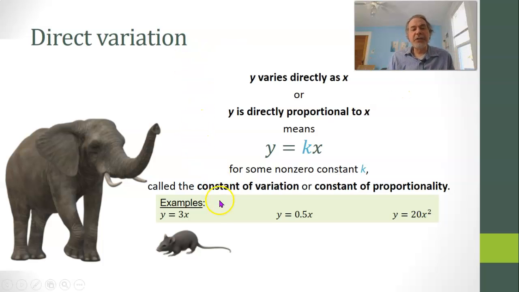So equations like this would include, for example, y equals 3x, or y equals 0.5x, or it's possible for y to be proportional to not just x, but maybe x squared, or x cubed, or the square root of x, or something like that. So an example of that would be y equals 20 times x squared. There y varies directly as the square of x.